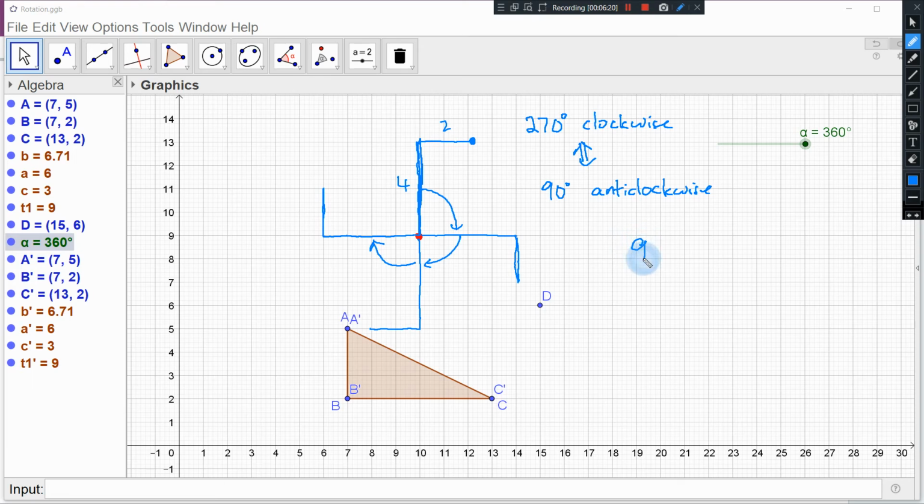Another one: 90 degrees clockwise will be the same as 270 degrees anti-clockwise. If the question asks you to rotate an object 270 degrees anti-clockwise, you can actually do 90 degrees clockwise. They give you the same thing. Okay, so now let's practice another L shape.